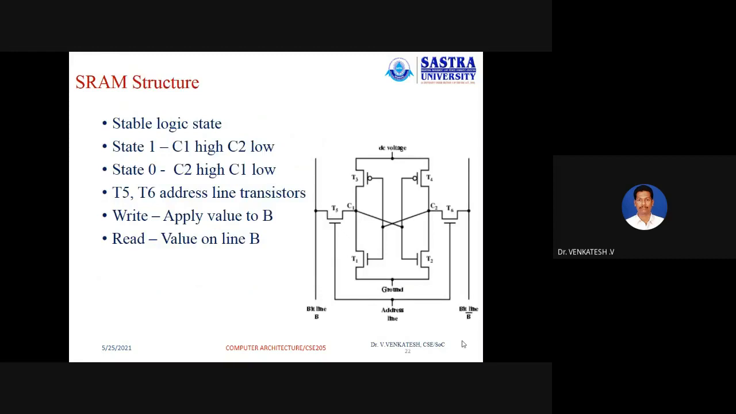So this is going to be a structure. This is not the complete structure, but here I want to show you something. I already told you there will be 6 transistors: T1, T2, T3, T4, T5, T6.